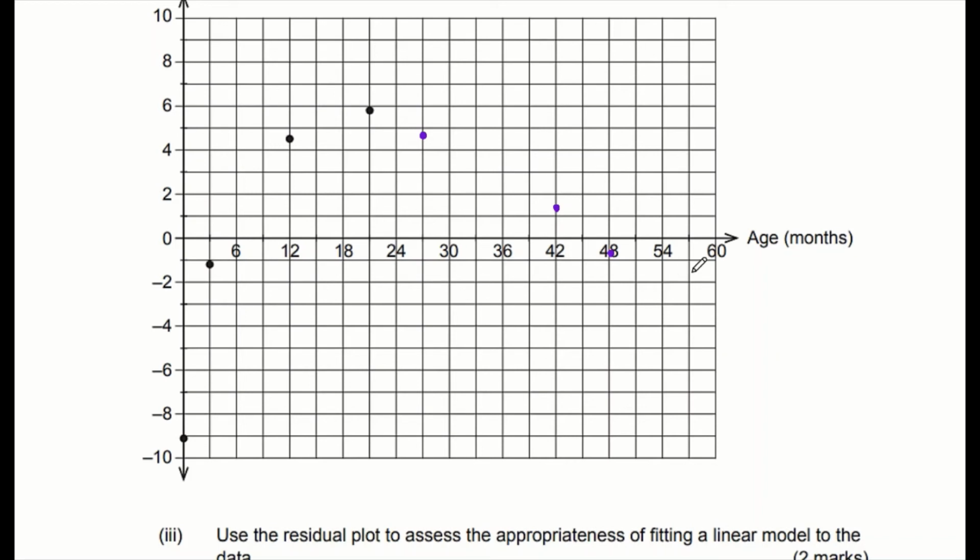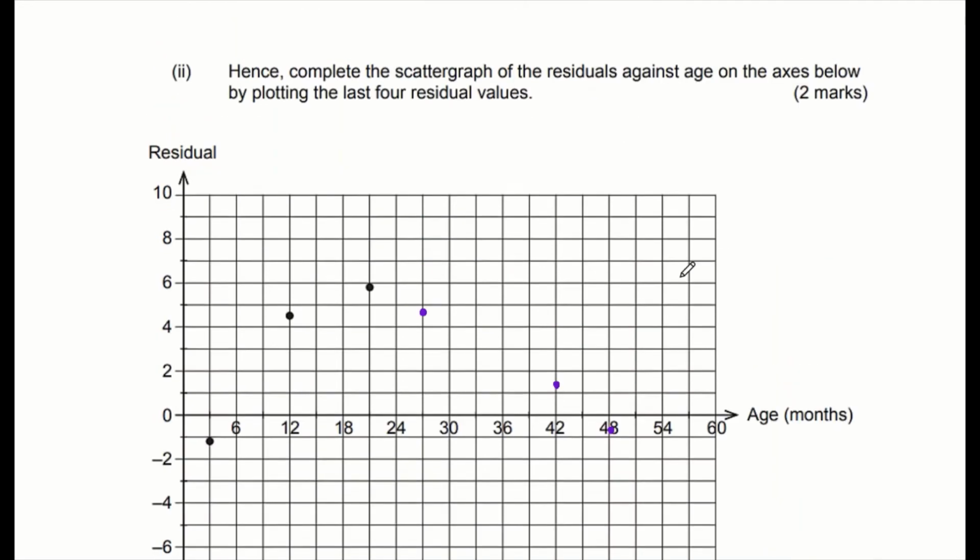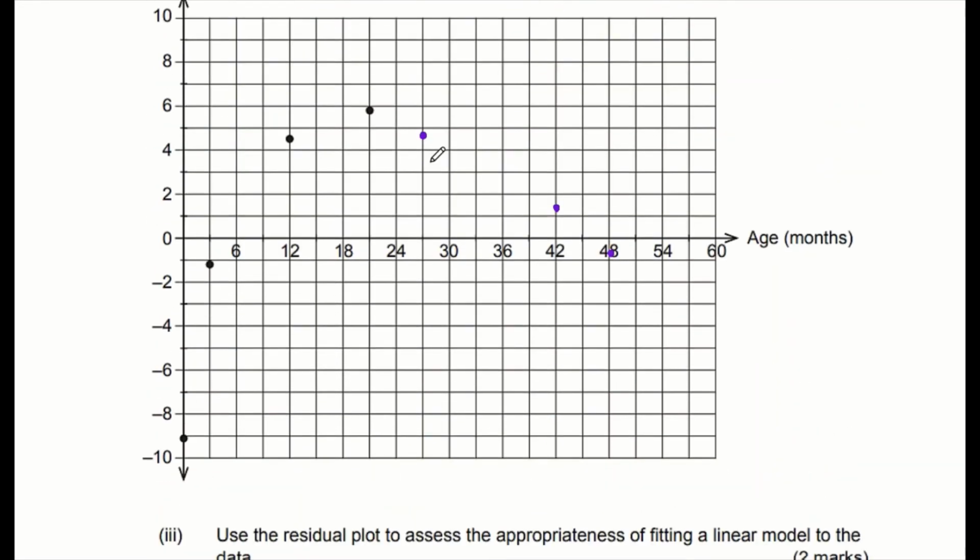Okay, so the last one is for 60. So for 60 it is going to be our D, which is negative 5.3. So negative 5.3, going down slightly. Okay, so this is the full residual plot that you are having.